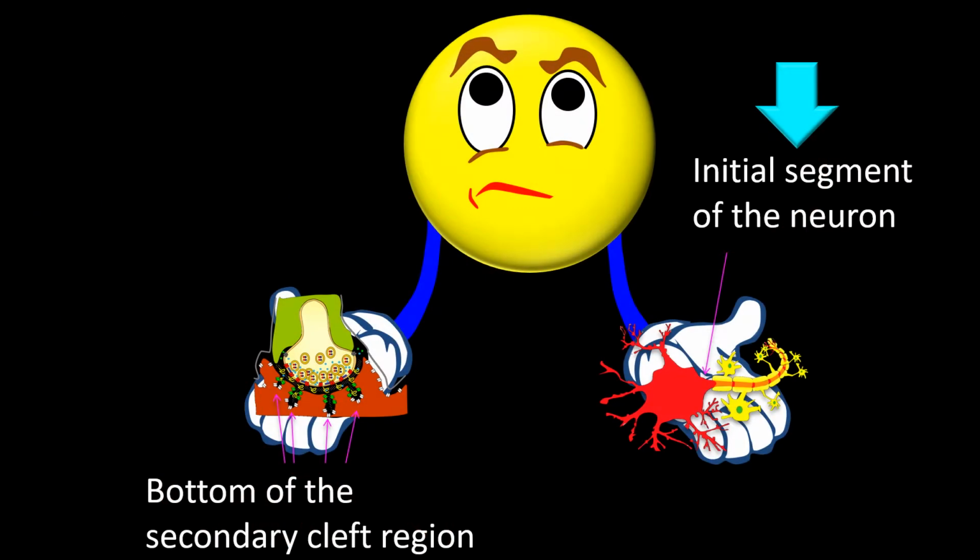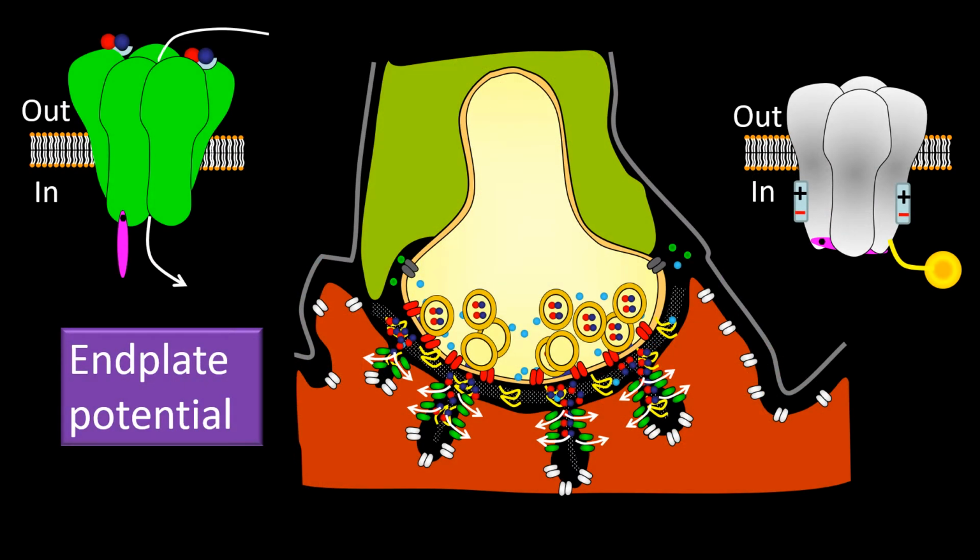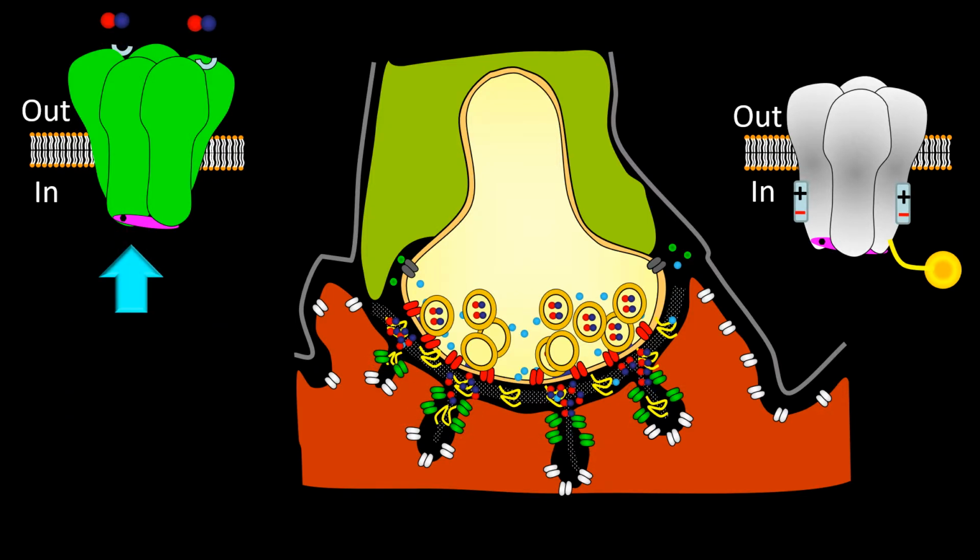Now that we have looked at the initial segment of the neuron, I want us to look at the neuromuscular junction, especially at the sodium channels at the bottom of the secondary clefts. As you recall, we left the storyline of neuromuscular transmission at the opening of the acetylcholine channels, the entry of positive charges and the membrane potential going from minus 90 to minus 40 millivolts, followed by the closure of the acetylcholine channels.